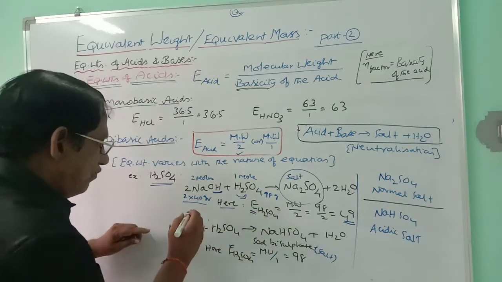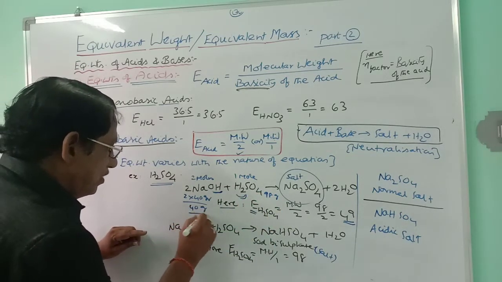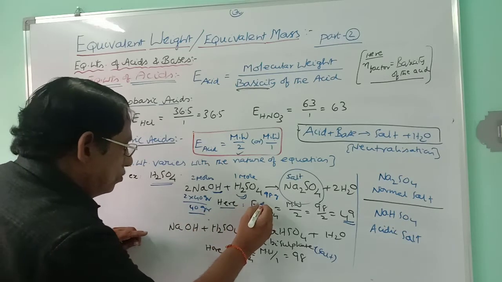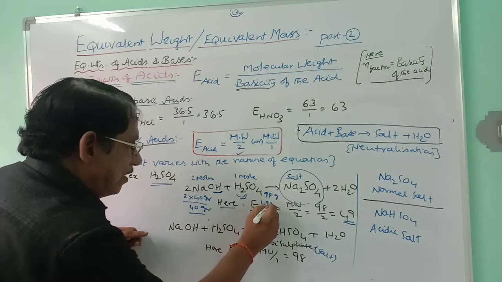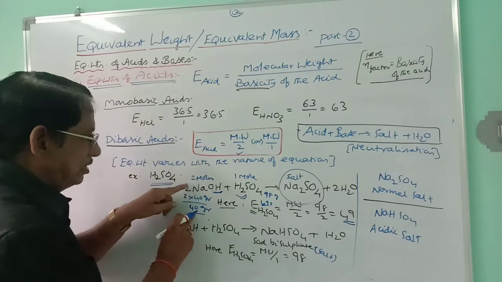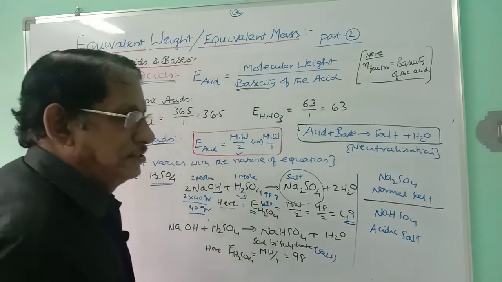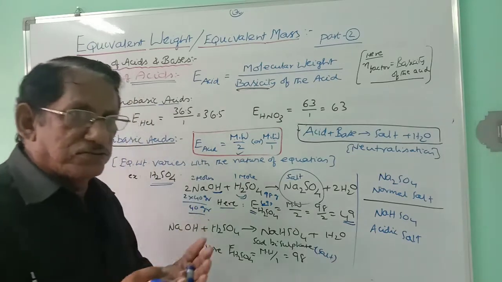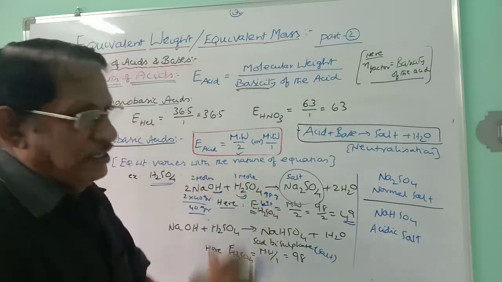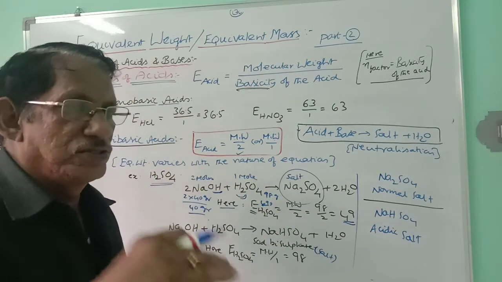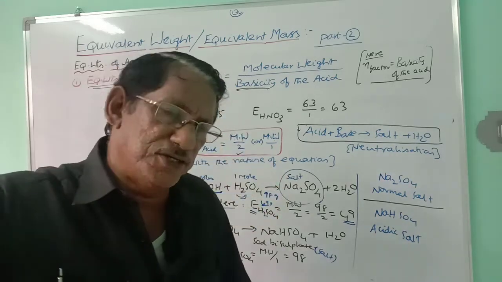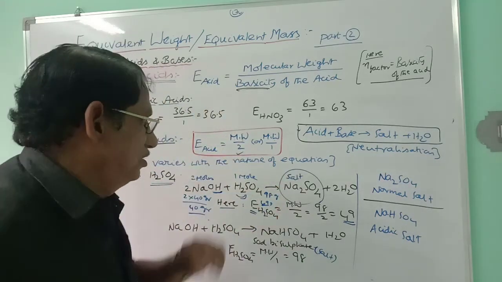And thereby 40 grams of sodium hydroxide reacts with how much? Only 49 grams. 40 grams, 1 equivalent weight of sodium hydroxide, and 49, 1 equivalent weight of sulfuric acid. 1 equivalent weight of sodium hydroxide reacts only with 1 equivalent weight of sulfuric acid. Equivalent ratio is always 1:1 when you take a complete balanced equation. So this is the case.